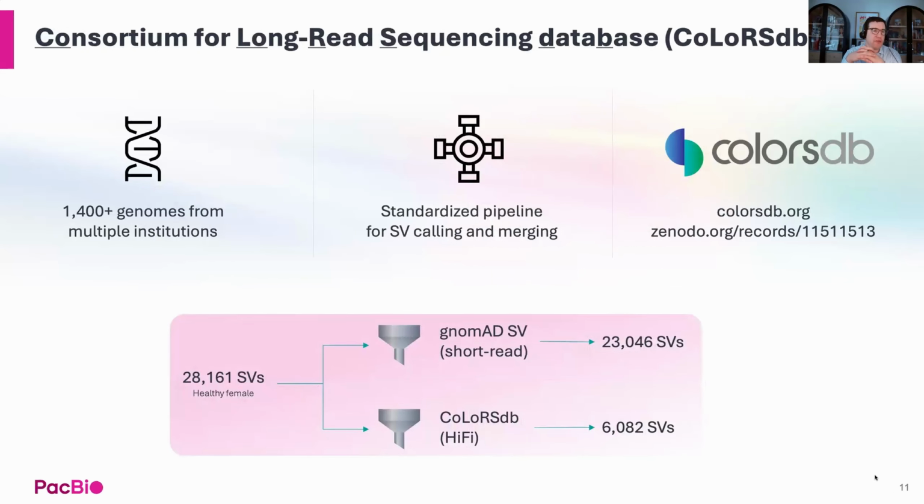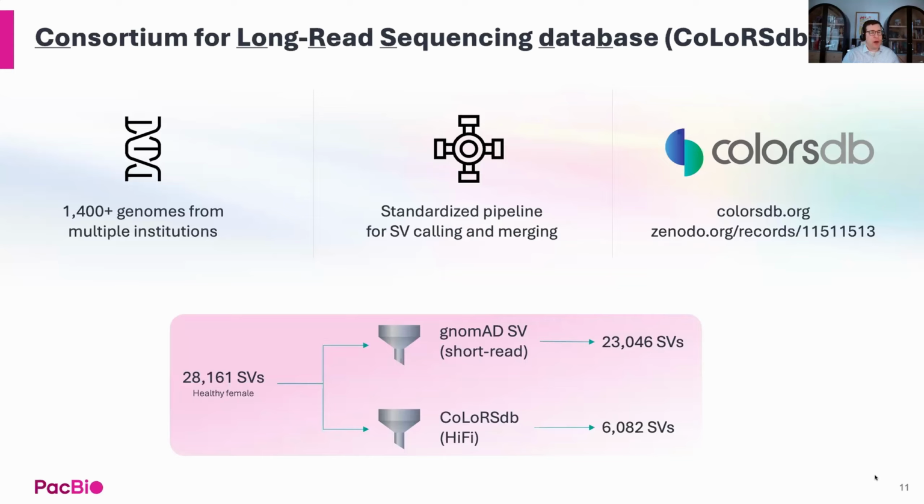This approach of gathering a bunch of genomes, individually calling structural variants, and then merging them into a joint call set was applied by the Consortium for Long-Read Sequencing, which is an effort to produce what's called the CoLoRSdb. It's an allele frequency database for HiFi-based structural variant calls. In this case, it uses 1,400 human genomes, and the variant calls from this set are available at colorsdb.org. This frequency database provides a really great control when trying to interpret structural variants called from long-read sequencing, from HiFi sequencing.